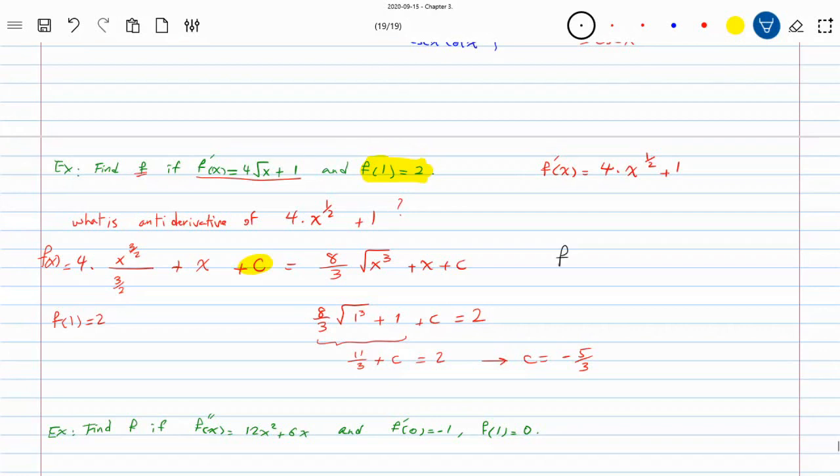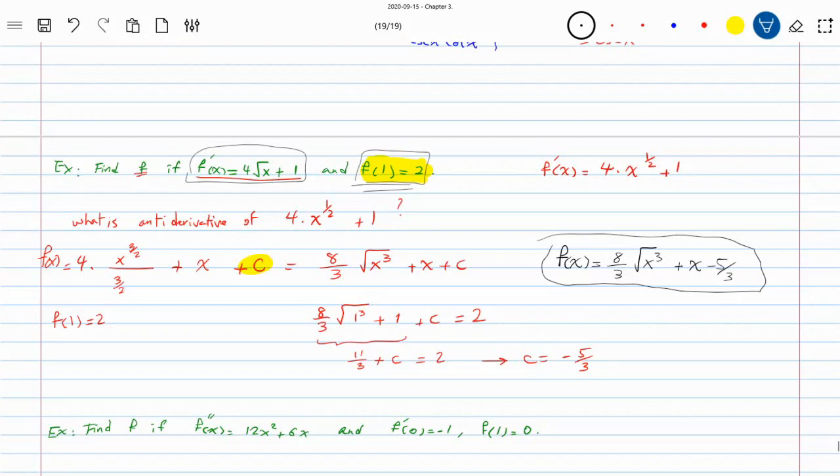Okay, so now I can answer the question. What is the function f? f of x is exactly 8/3 times the square root of x cubed plus x plus the constant we figured out, negative 5/3. So this is a particular function f that satisfies both of these two conditions. It has this derivative, and when evaluated at 1, it should give you a y value of 2.